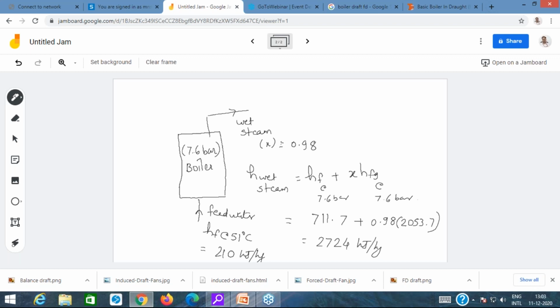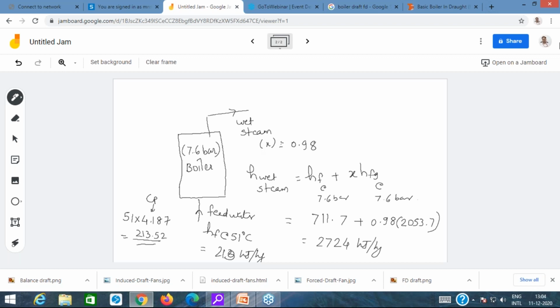Okay, either you find HF at 51 degrees centigrade from the steam table, or you can multiply 51 with 4.187, which is the specific heat of water, and still you will get the value of HF. Okay, so Ganesh has given me the answer. It is 213.52. So 213.52 is the answer for HF.